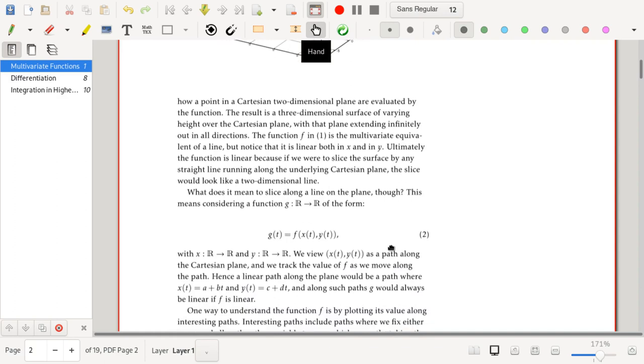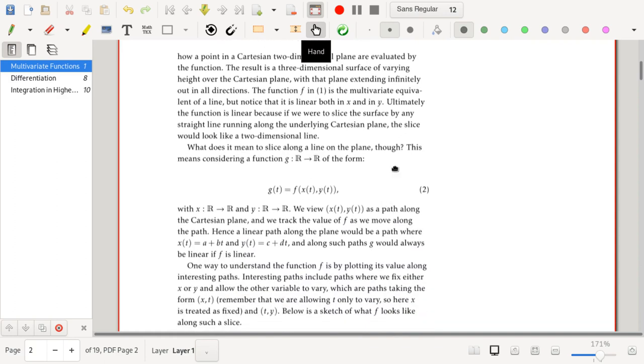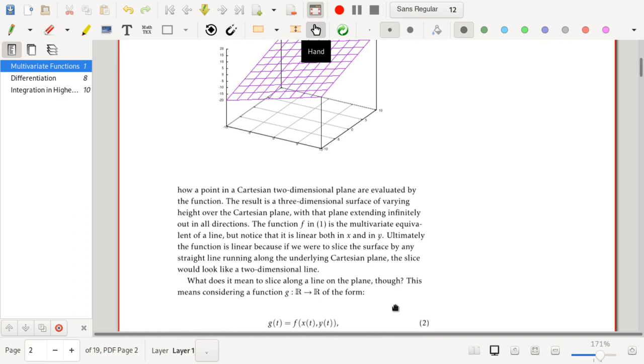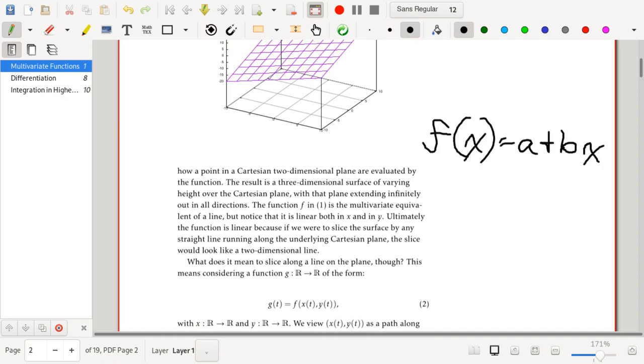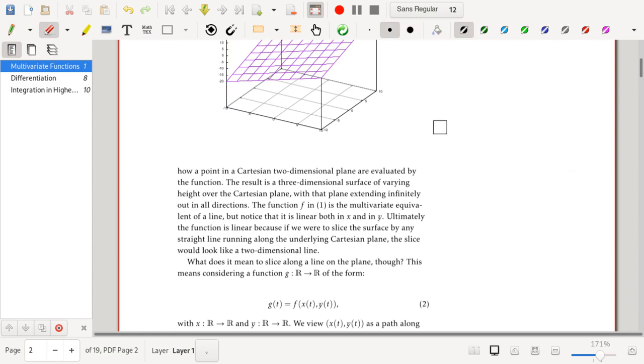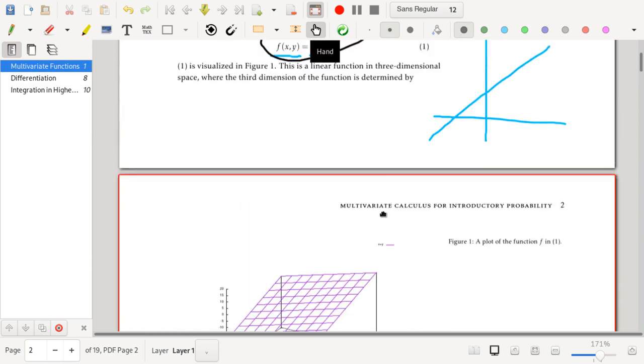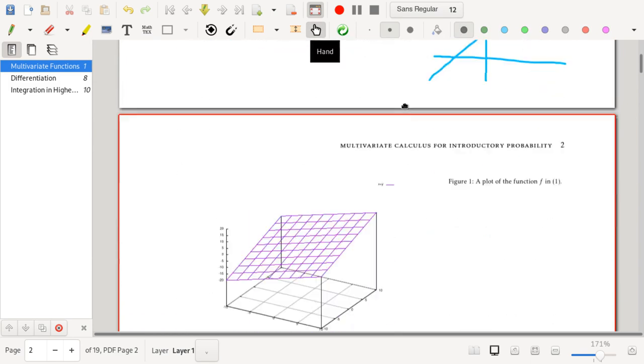All right, so this is the multivariate equivalent of a linear function. You remember those linear functions from the univariate case, where you have f(x) is equal to a plus bx. That's a linear function, and this is an equivalent of a linear function. So let's examine the idea of this being a linear function for a second. Why is it reasonable to say that a function of this form is linear?